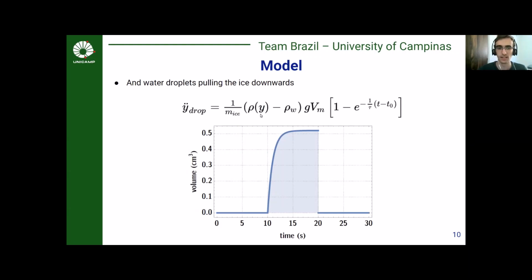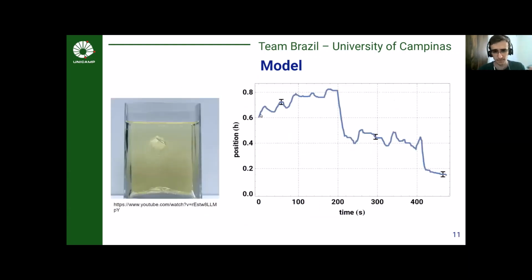it will pull the ice downwards. Okay, so now, since the experiment requires a large amount of oil to perform, we initially start by looking at the video which is included in the problem description. So what we do here is we track the position of the center of the ice cube as a function of time. So this is the experimental data collected from this video. And here you can see the error bars, which are related to the tracking procedure.